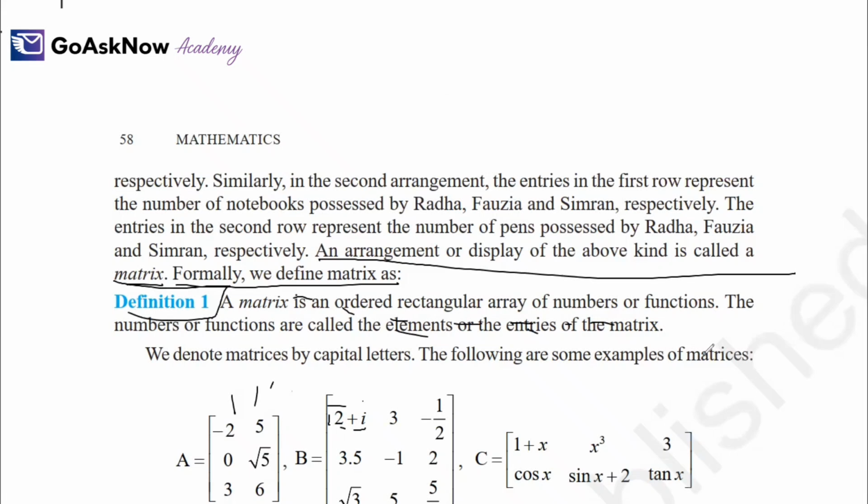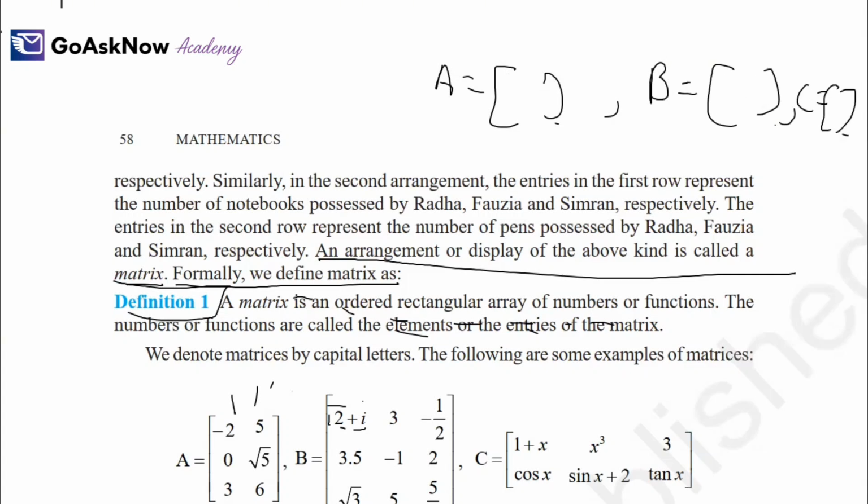We denote matrices by capital letters. The following are some examples of matrices. So if you say that this is a matrix, we denote it by a capital letter, or like this, or this. Okay. So these are the representations of a matrix by capital letters. Yes. So let's move forward.